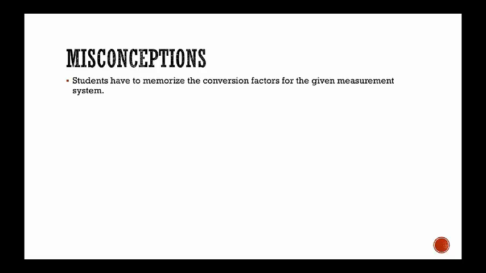Some misconceptions that educators may or may not have about this standard is that students still need to memorize the conversion factors for the given measurement unit, like 3 feet equal 1 yard. Well, that's not the case anymore. Our students are given the conversion factors on the Georgia Milestones, and Standard 4MD1 is more about emphasizing the application and understanding of the relative sizes of the measurement units.